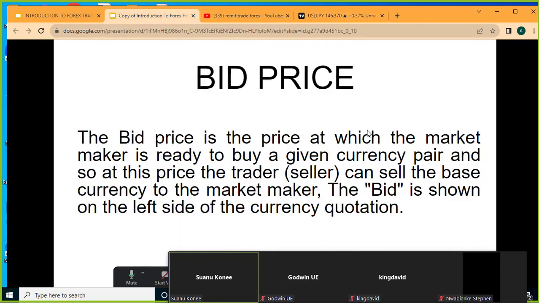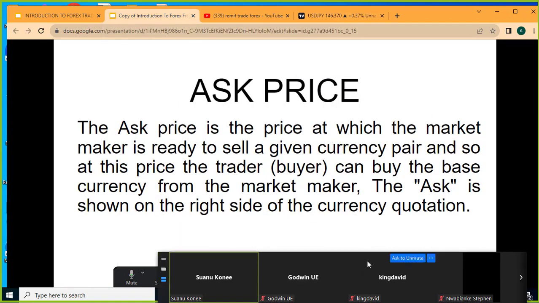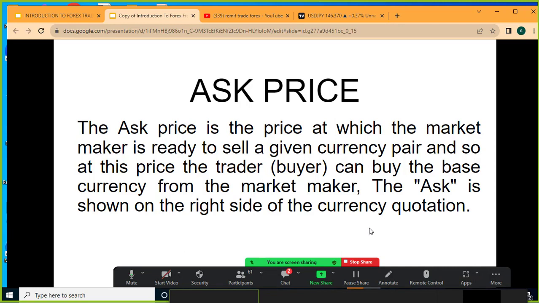All right, so the next one is the ask price. The ask price is a price at which the market maker is ready to sell a given currency pair, so that at that price the trader, who is the buyer, can buy the base currency from the market maker. It's just a flip over of what the bid price is. The ask price is always on the right hand side of the currency quotation.